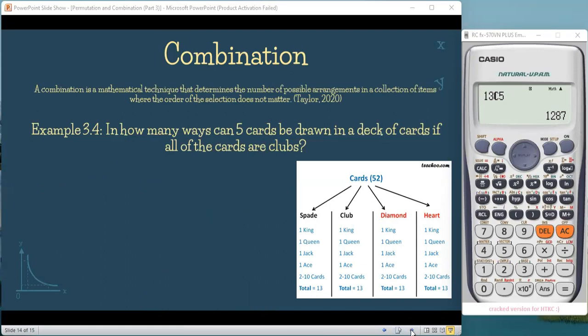So for our last example, actually this example is just the same with the example in our example 3.3. So I want you to pause this video and try to solve it on your own. So I hope nakapag-solve na po. Let's try to solve this collaboratively.